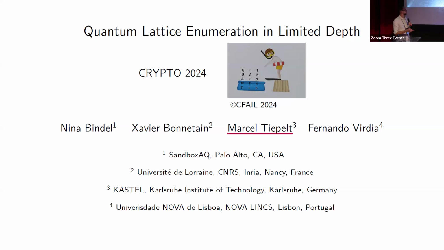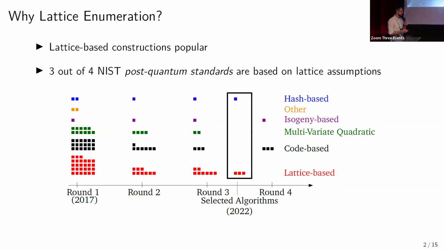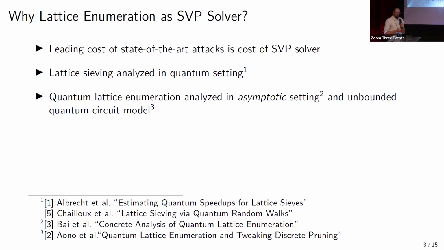Okay, so why do we look at quantum enumeration? Well, lattice problems have been very popular in the past years. Of course, currently 3 out of 4, I guess at the moment, only 2 out of 3 of the NIST post-quantum standards are based on lattice assumptions. And whoever was at the World Talk yesterday also learned that lattice assumptions are crucial for many of the advanced cryptographic constructions.